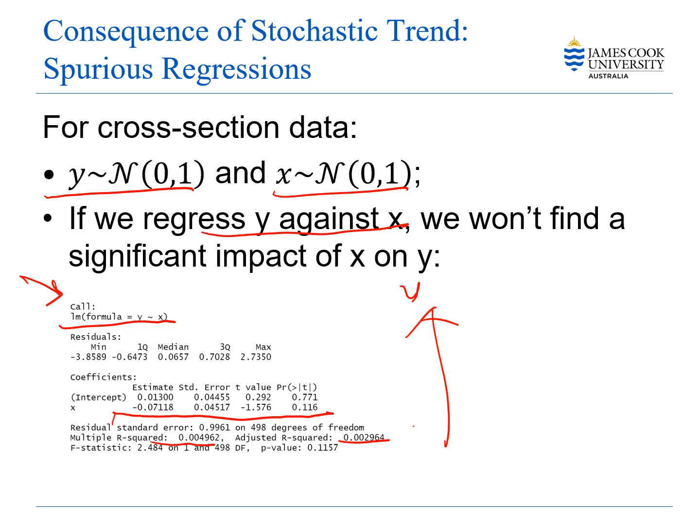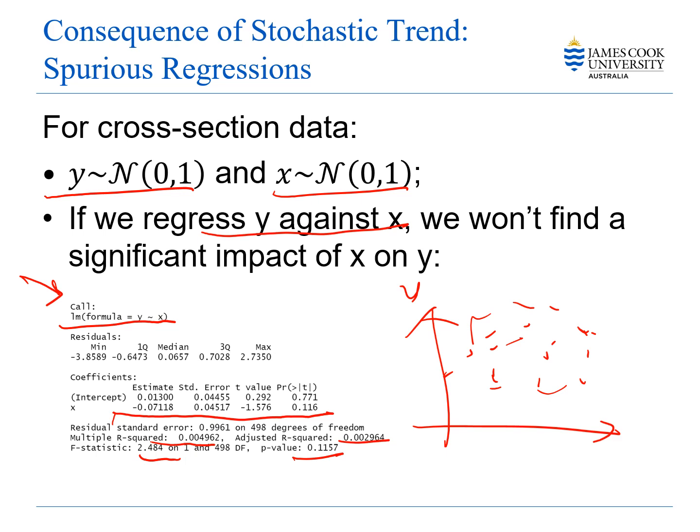This is Y, this is X. They should be something like very randomly scattered. There's no association between Y and X at all. Okay, and our F-test statistic is only 2.484 with a p-value of 0.1157. This also suggests that overall our regression is not significant. So this makes sense in cross-sectional data.